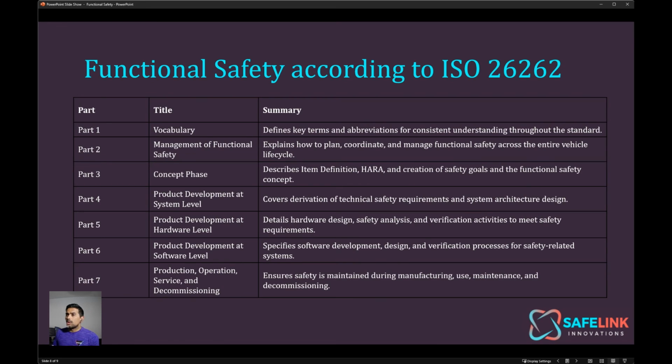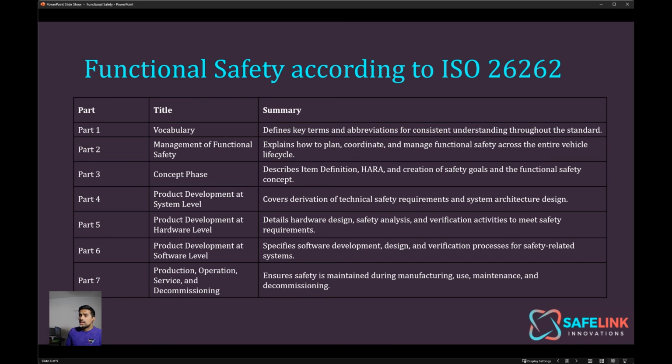Part 3 talks about concept phase. This is where the technical work begins. It starts with creating an item definition, then a HARA to create safety goals, and then a functional safety concept. If at all you're ever stuck as to where you need to start functional safety, it's here at concept phase. Start with the item definition.